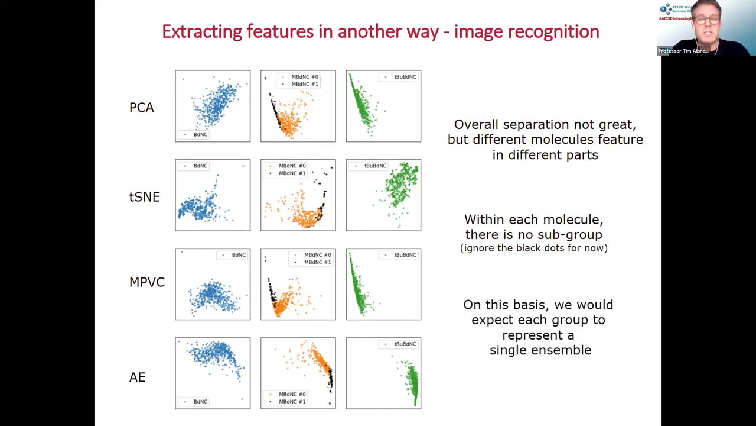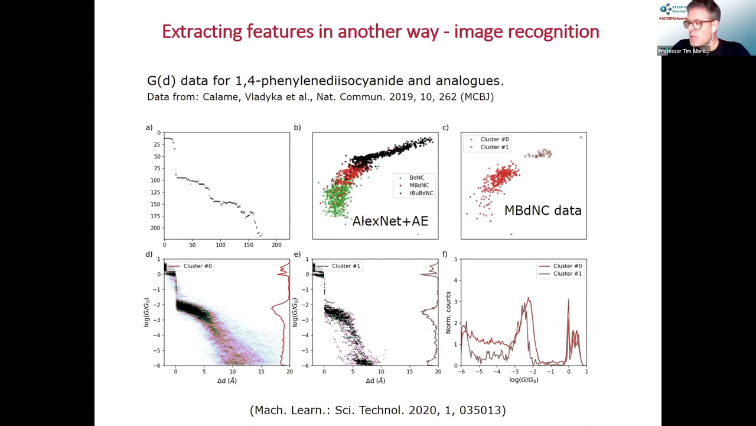And on this basis, we would expect that each group represents a single ensemble, if you like, with a given average and variance properties, but overall just a single type of event or type of behavior, okay? And then we used a combination of AlexNet and an autoencoder to do the same thing. And what you see initially here is a very similar behavior, okay? So you do see that the different molecules feature in different areas of the cluster representation, okay? But then there was something that really surprised us.